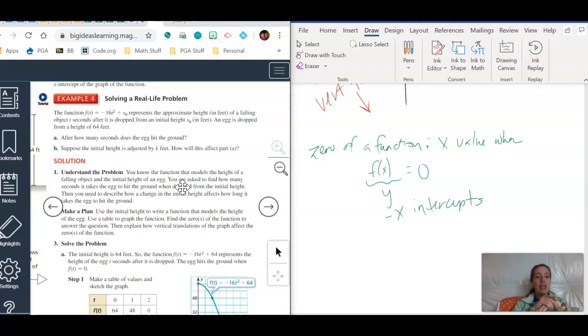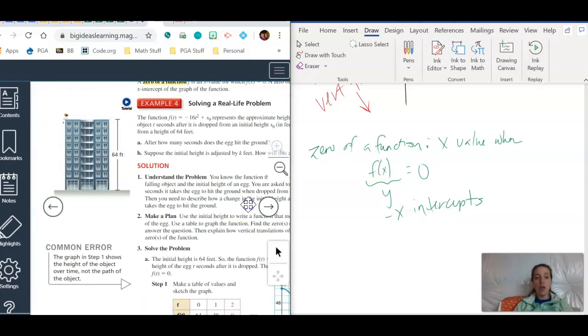So f of t equals negative 16t squared plus s sub 0. That's how we would read that, s sub 0. It represents the approximate height in feet of a falling object t seconds after it's dropped from an initial height s sub 0 in feet. Usually that's what our little subscripted numbers mean, s sub 0 would be the initial, and then we'll see some later. So then we know an egg is dropped from a height of 64 feet. After how many seconds does the egg hit the ground is our first piece that we're looking at.